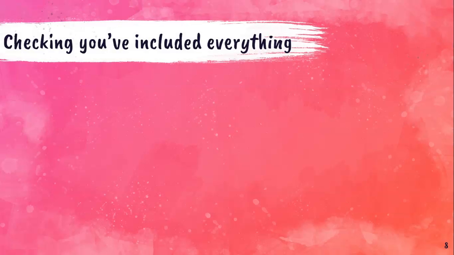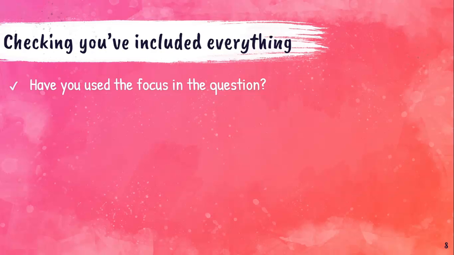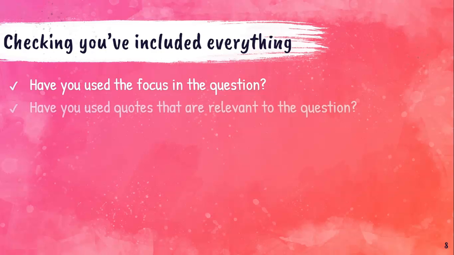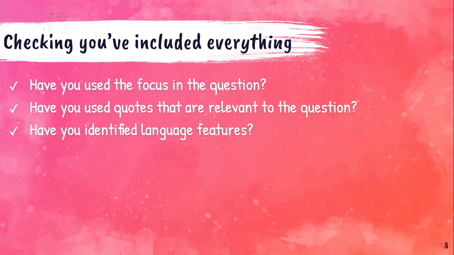Okay, so then we want to check if we've got everything in there. So there's a fairly long list. Have we focused on the question? So we've talked about how Sister Brendan is being described. Have we used quotes that are relevant? So we've used a simile that is exactly about Sister Brendan. Have you identified language features? Yep, we looked at a simile.